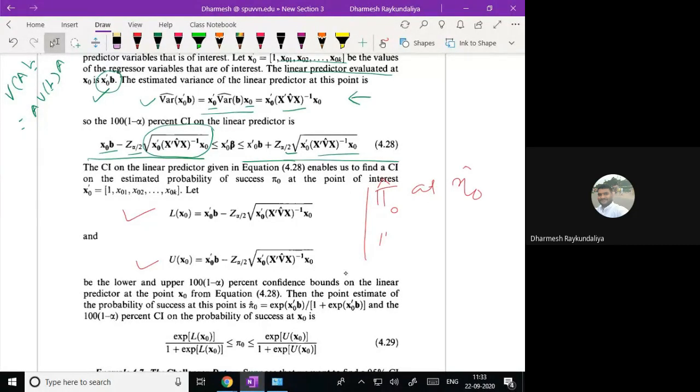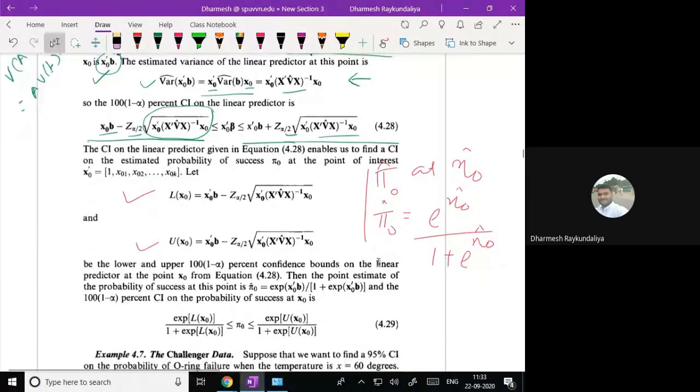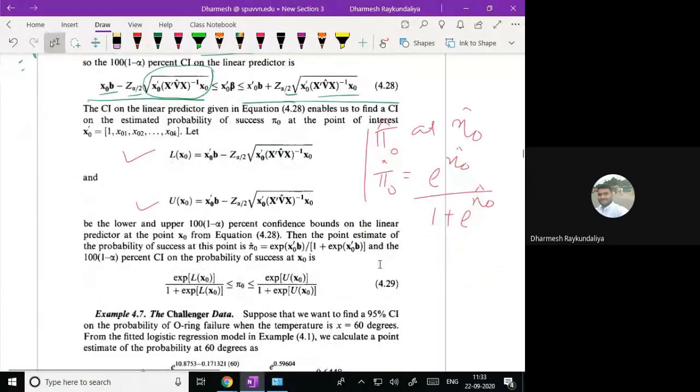So what is the formula? It is pi 0 cap equal to e raised to eta 0 cap upon 1 plus e raised to eta 0 cap. Okay, so if I wish to find out their particular probability, how to do it? I first have to take e raised to eta 0 and then 1 plus e raised to eta 0. So you can see here, this is nothing but the pi 0.